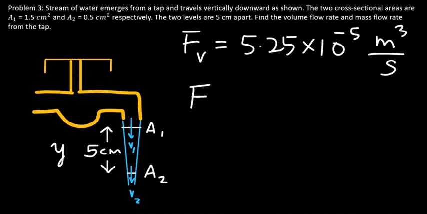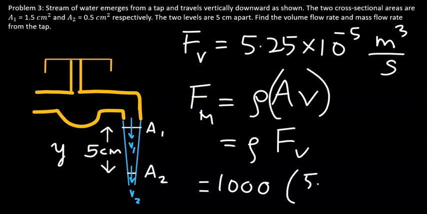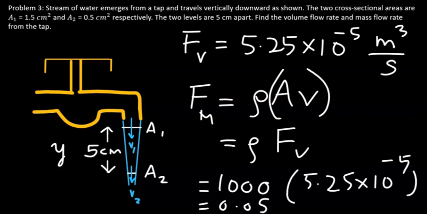The mass flow rate, let's denote it with F sub m, is given by the density times cross-sectional area times velocity. Now this AV is quite simply the volume flow rate, which we have already found. The density of water is 1000 kg per cubic meter, and F sub v is 5.25 times 10 to the power minus 5, which will give you 0.0525 kg per second. And that solves the problem. Thanks for watching.